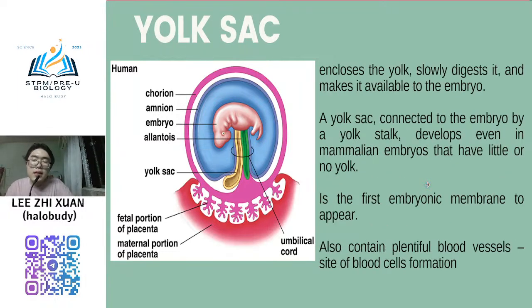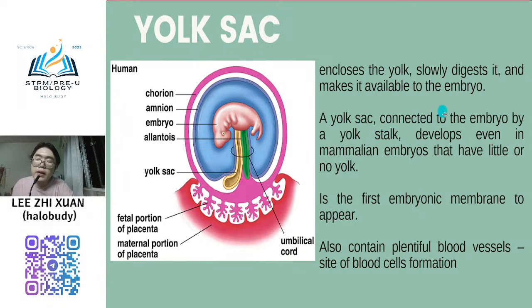Okay, next is about the yolk sac. The yolk sac is a very minor structure. In this diagram you see the yellow one, the yolk sac. It is connected in parallel to the allantois, but normally it will enclose the yolk and then slowly digest it and make it available to the embryo.